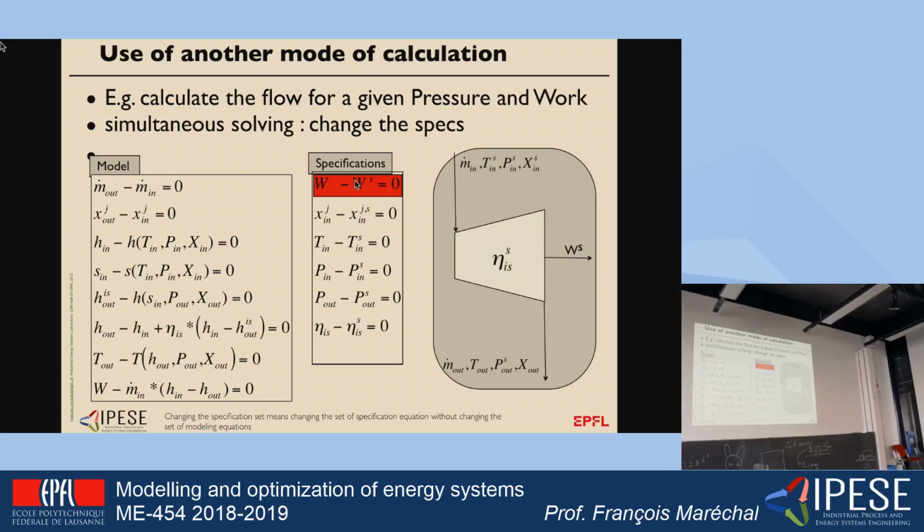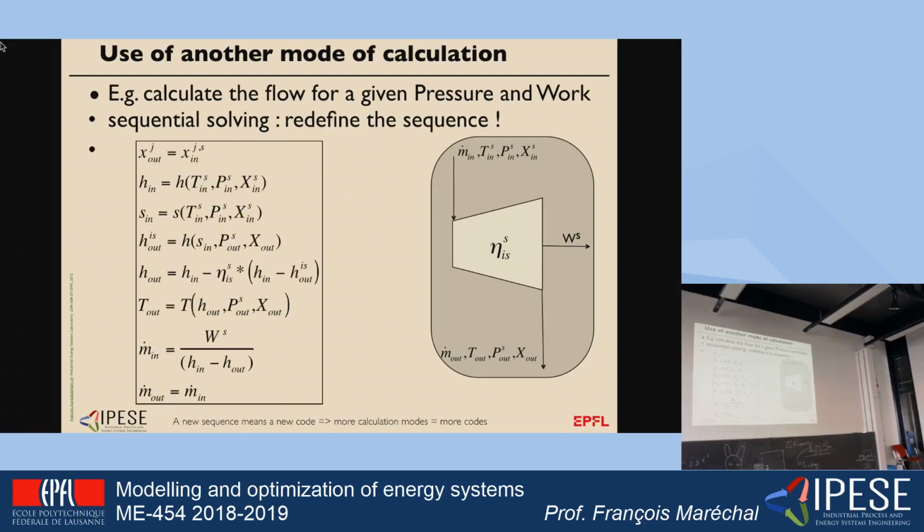Okay, it's a little bit different if I have to do the same with the sequential approach, because the specification of the flow was my first equation, and now I had to change the sequence, because what I will have to do is start with the composition, calculate the enthalpies and the entropies, then calculate, and at the end obtain the specific power that I can then divide by the specified work that is needed to obtain the flow.